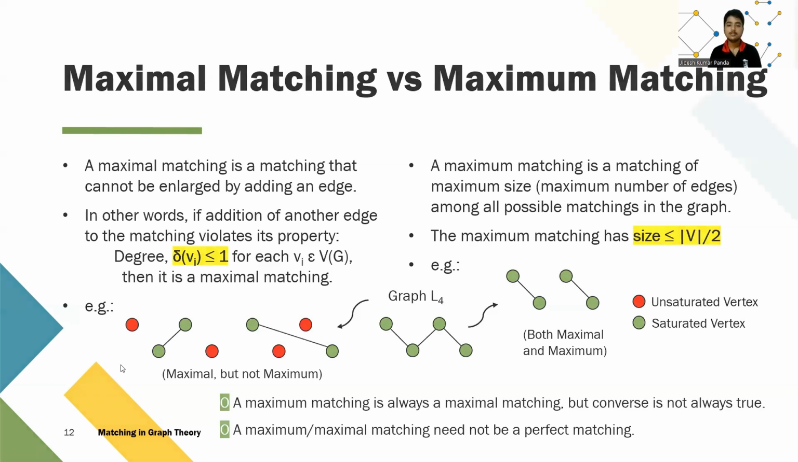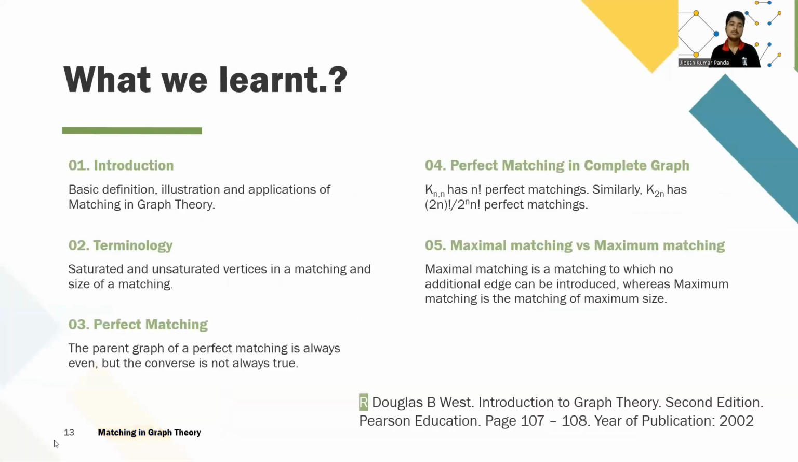Next, summarizing what we have studied here. What we learned: the basic definition with an illustration and some applications of matching. Then the saturated and unsaturated vertices and the size of a matching. Then we discussed what a perfect matching is and the number of possible perfect matchings in a complete graph. And at last, we differentiated between maximal matching and maximum matching.